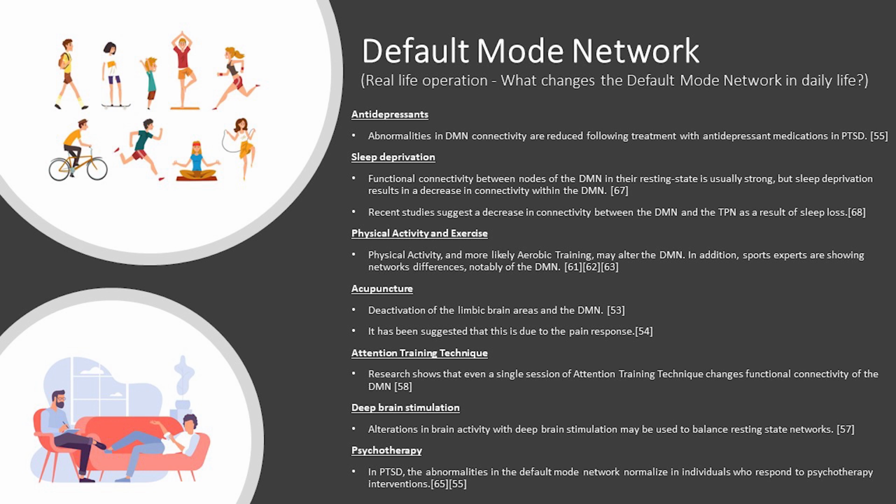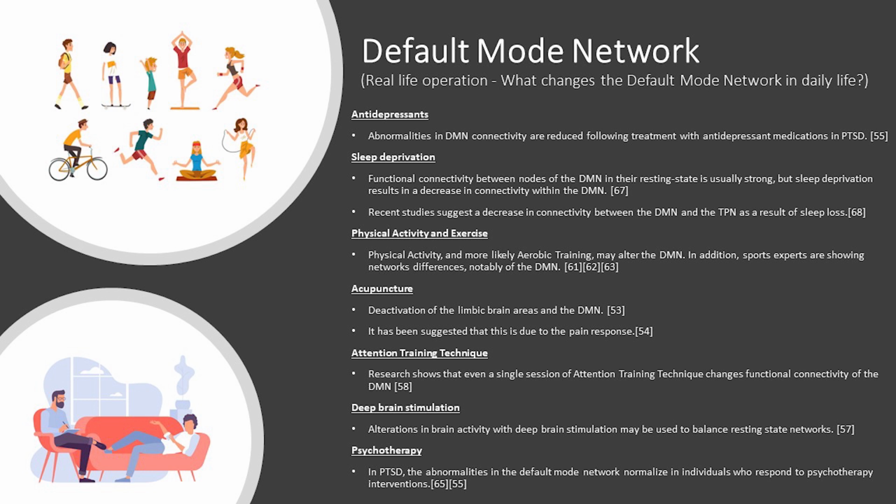So a look into the real-life operation of the default mode network. How is it changing in normal everyday life? With antidepressant use, abnormalities in the DMN connectivity was shown to be reduced following treatment. In sleep deprivation, the functional connectivity between nodes of the DMN in their resting state is usually stronger, but sleep deprivation results in a decrease in connectivity with the DMN, and that may explain some of the cognitive symptoms we may feel when we haven't got enough rest.